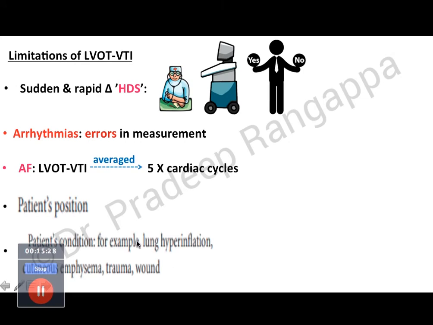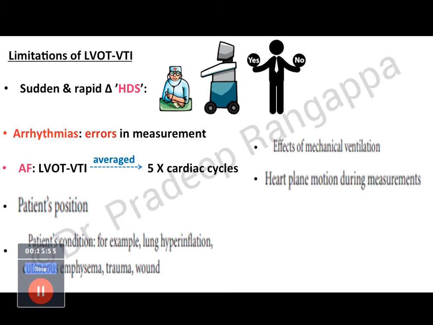Typically many of our ICU patients have lung pathology. If you have a COPD patient, air is very bad for measuring or getting a good window. So I think these are the patients where we have problems in ascertaining LVOT VTI, because in COPD patients we may not get a good window, or in trauma patients where position can be an issue, and effects of mechanical ventilation and heart plane motion during measurements also can be.